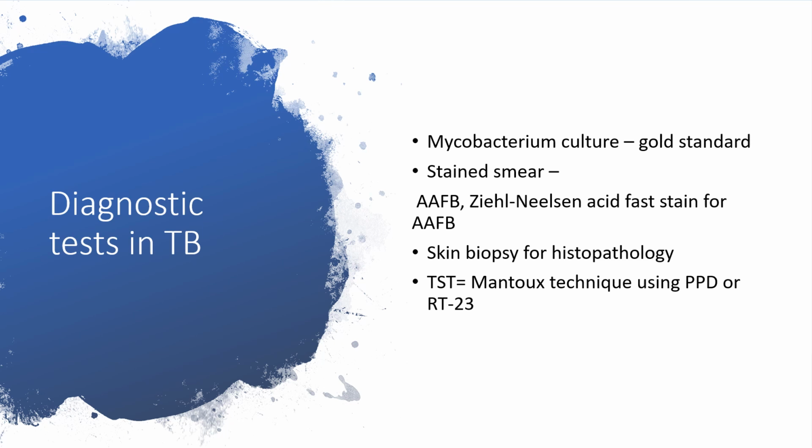When you find any case and you are suspicious that the skin lesion is related to TB, you can have Mycobacterium culture done, which is the gold standard. You can take a smear for AFB using Ziehl-Neelsen acid-fast staining, and you can do a biopsy. Also take a skin biopsy for histopathology. Also, the tuberculin skin test, the Mantoux technique, using purified protein derivative or RT23.